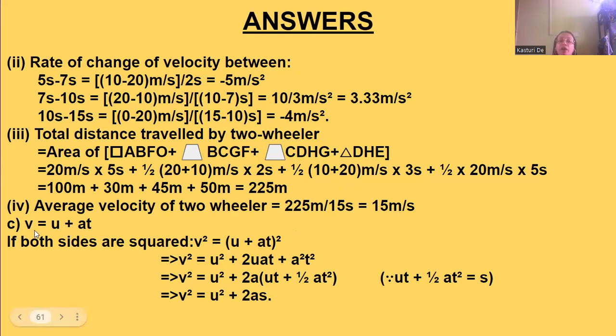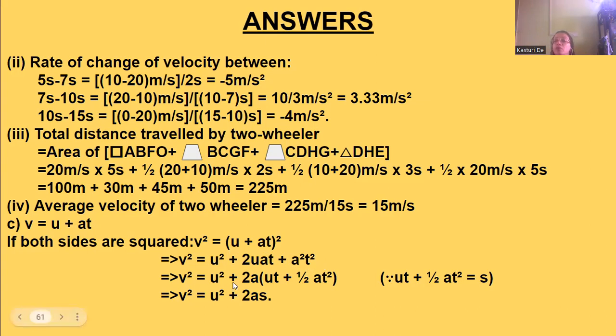Now we need to find out v square is equal to u square plus 2as. For that, we take v is equal to u plus at. If we square both sides, that is v square is equal to u plus at whole square. That is the a plus b whole square formula, a square plus 2ab plus b square. Here a is u and b is at. So u square plus 2uat plus a square t square.